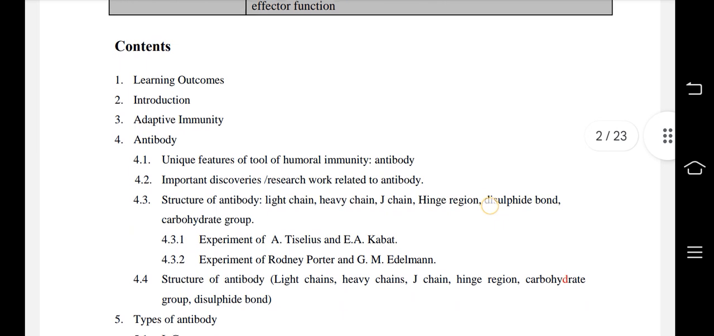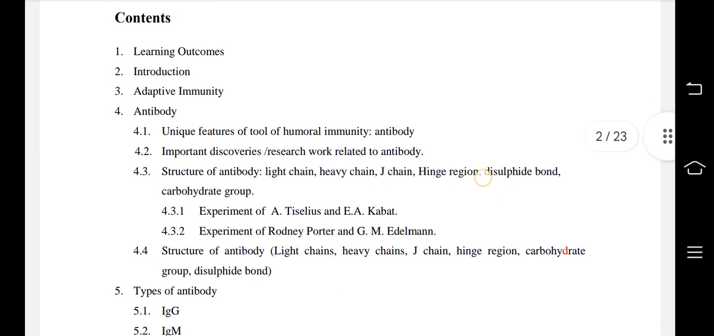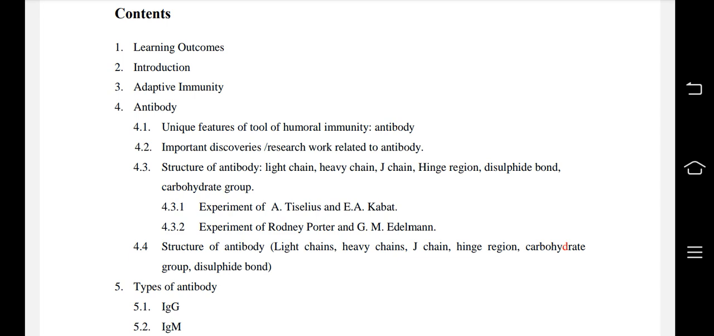Then adaptive immunity and introduction, antibody, unique features of humoral immunity, and important discoveries or research work related to antibody, along with structure of antibody: light chain, heavy chain, J chain, hinge region, disulfide bond, carbohydrate group. Experiment of A. Tiselius and E. A. Kabat. Experiment of Rodney Porter and G. M. Edelman. Structure of antibody, light chains, heavy chains, J chain, hinge region, carbohydrate group, disulfide group, etc.